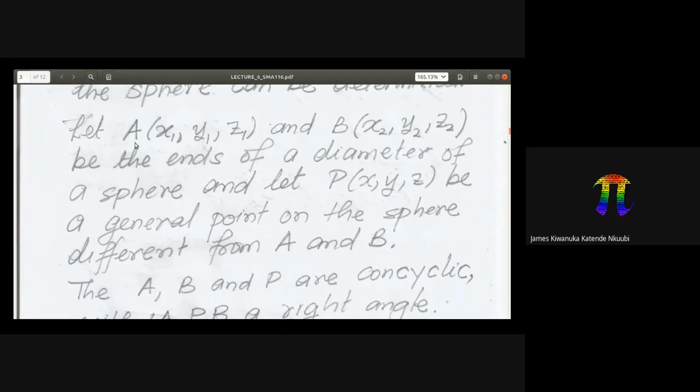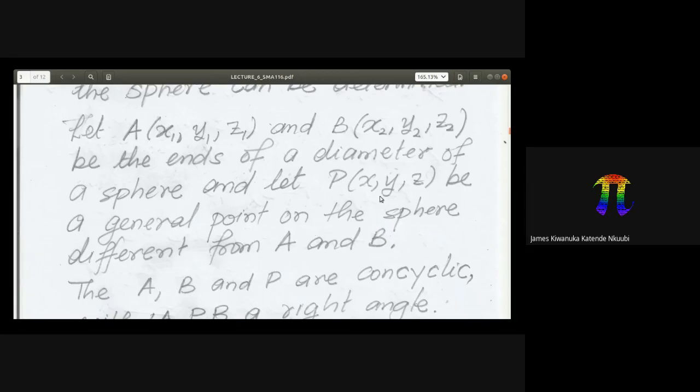If you have the 2 points A and B as the ends of the diameter, and then you set up this point P (x, y, z) to be any point on the sphere, which is different from A and B, then the 3 points A, B, and P will lie on a circle, right? If you did this in high school, the navigation, you know, the great circles. So the points A, B, and P will lie on one of the great circles.